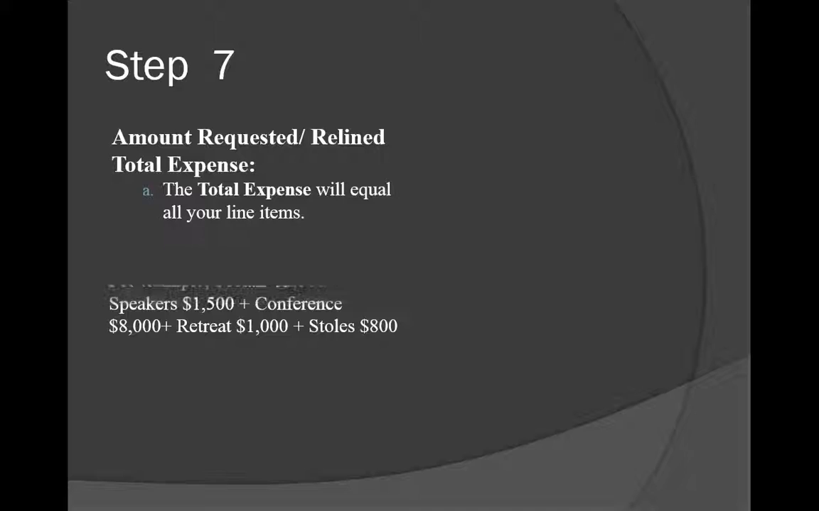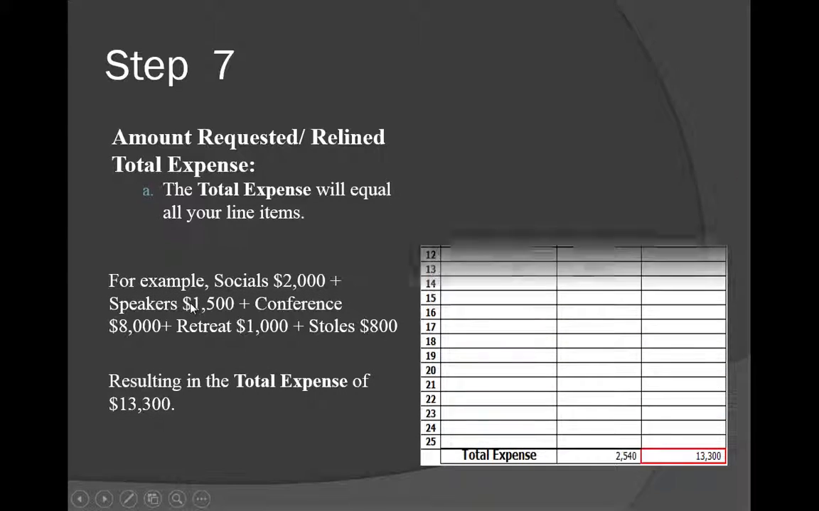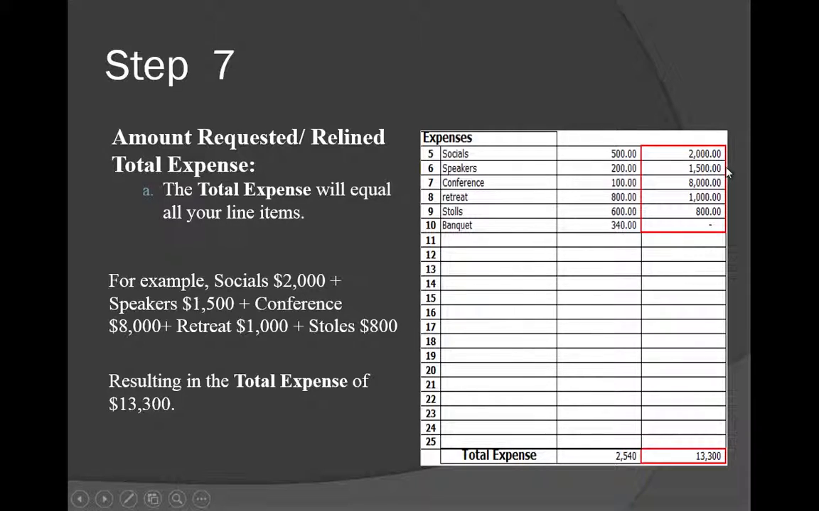Total expense. The total expense will equal all your line items. For example, socials will be $2,000, speakers $1,500, conference $8,000, retreat $1,000, and stalls $800, resulting in a total expense of $13,300.